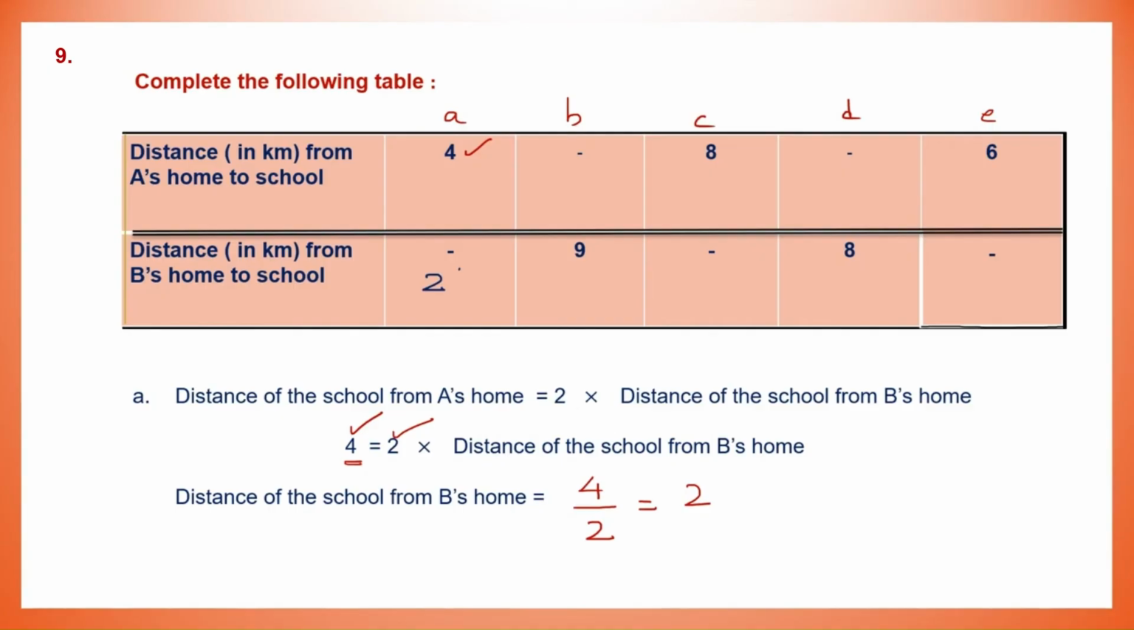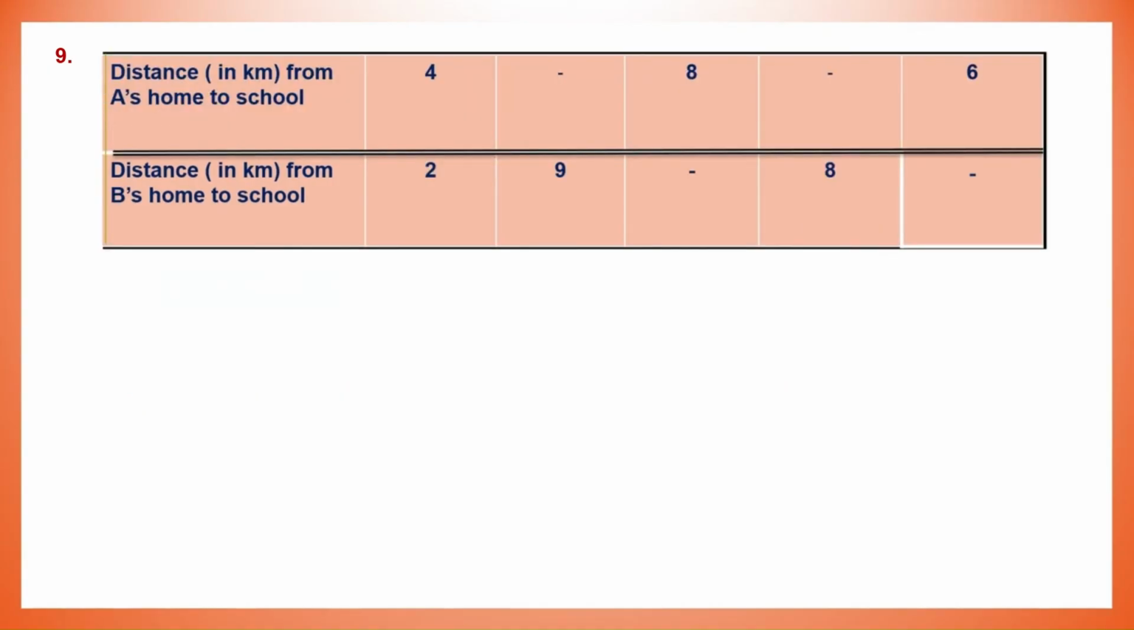So we have found question A, which I have marked here. We have found the distance from B's home. Now let's go to the second part. The distance in kilometers from A's home is given to us as 4, and then we have 2. Okay, we finished A. Now we are doing the B question. This time we don't know the distance of A, but we know the distance of B. Since we know the ratio, we know 9 into 2 is 18, and that will be the distance from A's home. But let's work out the steps.